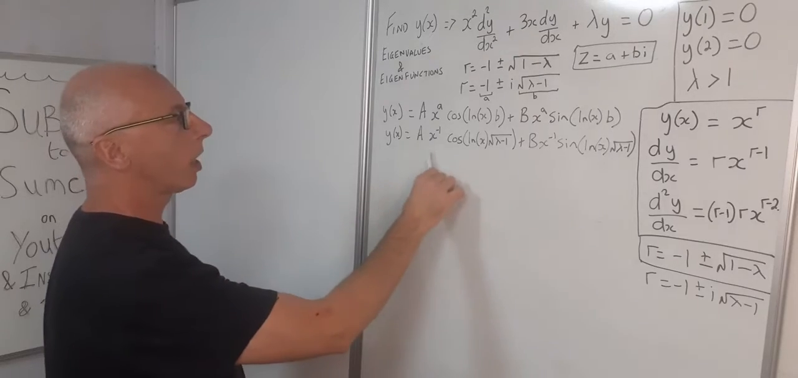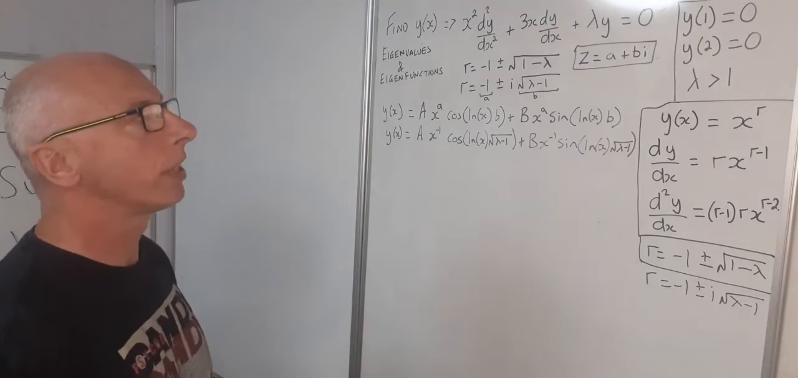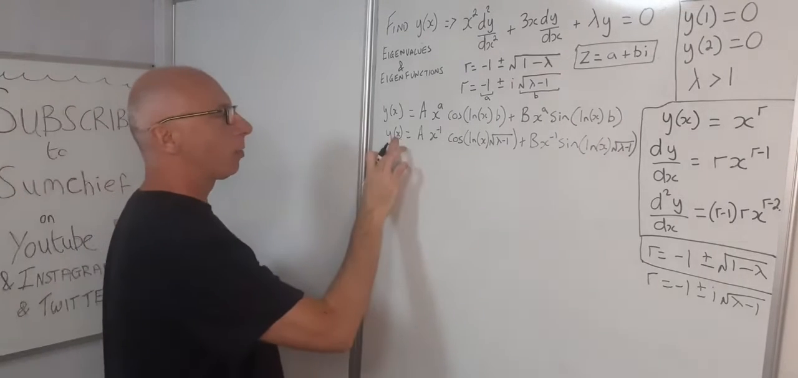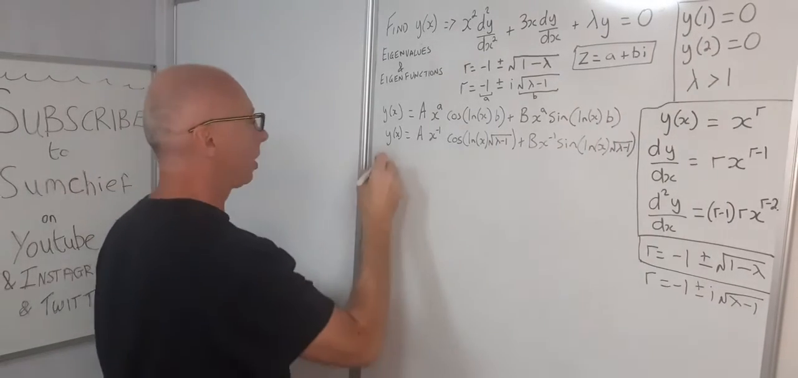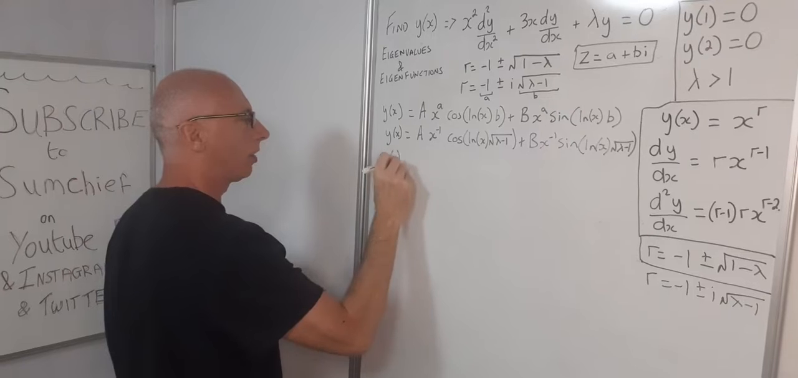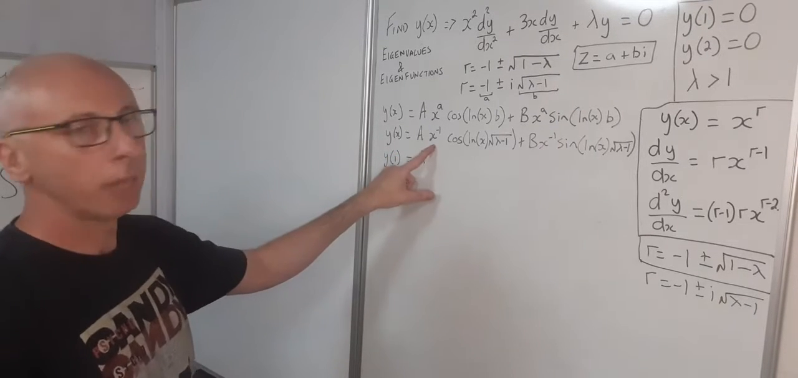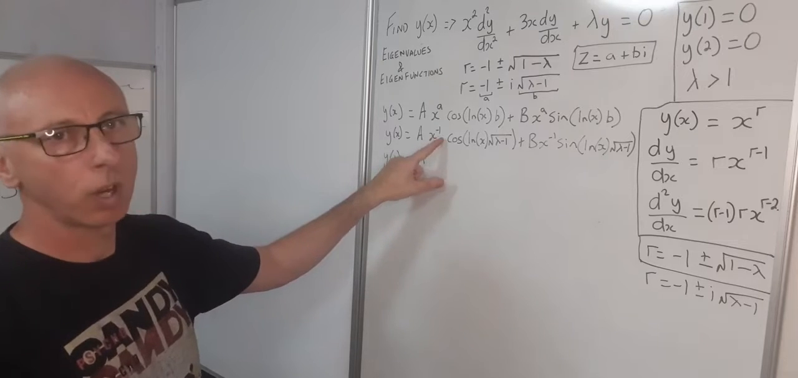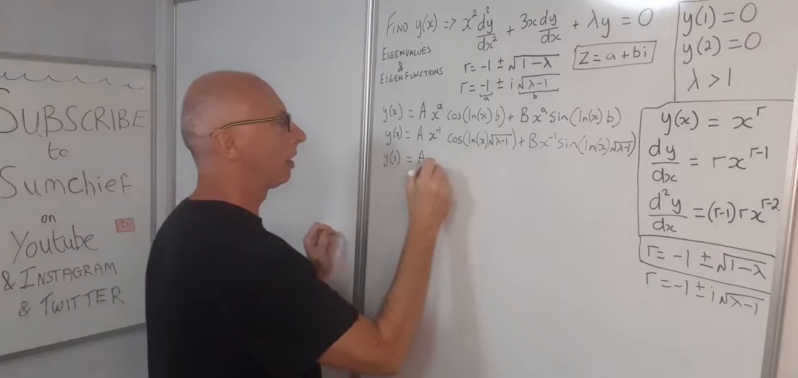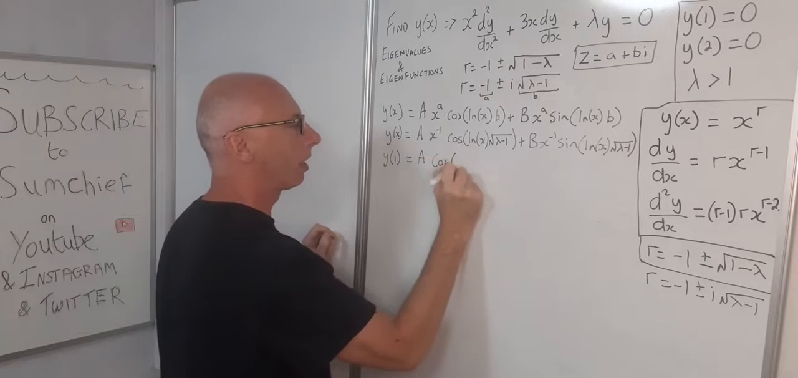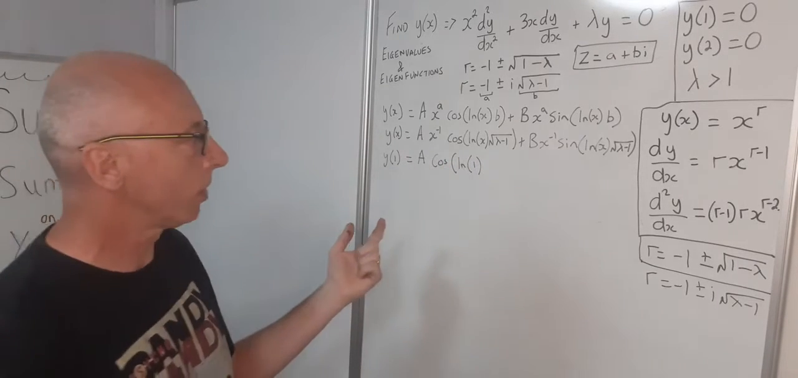So we can go ahead now and try one of our boundary conditions. So y of 1 equals 0. Wherever we see an x, we can substitute the value 1. So y of 1 is going to give us a, x to the power of -1. Now 1 to the power of -1 is just going to leave us with 1, so that's going to disappear. And now we're left with cosine, natural log of 1. So we know that's going to give us 0.